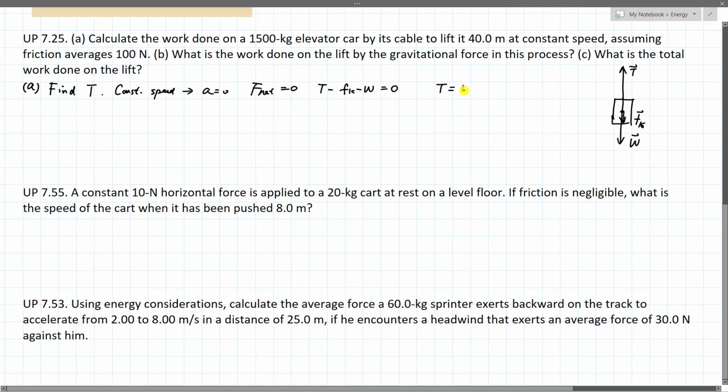Tension is the gravity or weight plus kinetic friction. And the weight, we know the mass is 1500, right? So this is 1500 times gravitational constant 9.8, so that is weight. And friction was given as 100. Alright, so now we found T. So let's pull up our calculator.